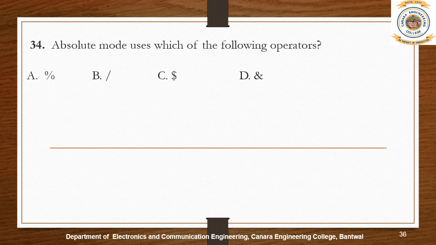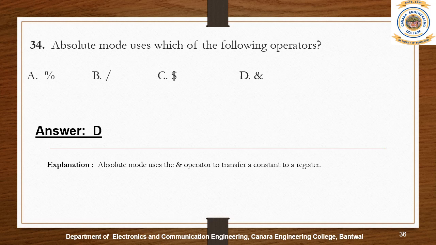Some of the addressing modes are represented using some special symbols. In case of absolute mode, the ampersand is the operator that is used to transfer a constant to a register.